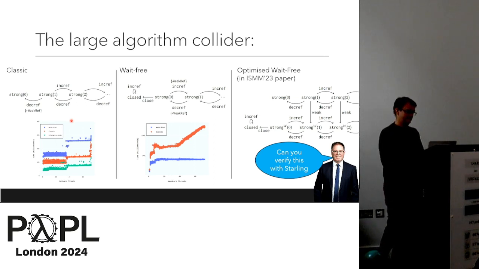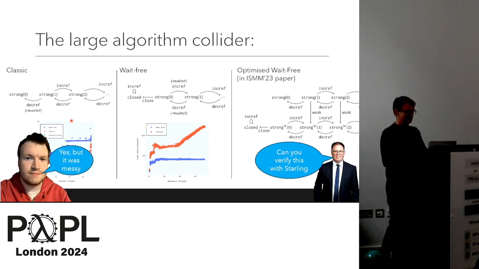Well, by this point of using Starling, I'd just kind of given up. But I did talk to Ben Simner, who's one of the original authors of Starling. He's a student of Peter Sewell. I don't know if he's in the audience. Not today. Okay.